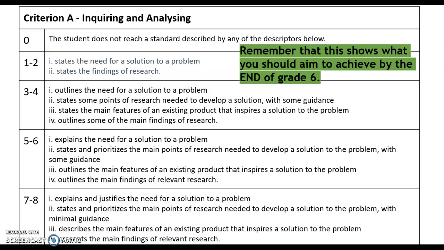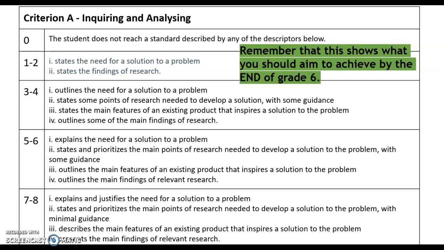So criterion A, this is what the grade descriptors look like. You'll see the bands of 1 to 2, 3 to 4, 5 to 6, and 7 through 8. For instance, if a student submitted a task and they achieved a 3, this is what would describe their work. They outline the need for a solution to a problem, stated some points of research, stated the main features of an existing product, or outlined some of the main findings of research. So that 3 would then, these strands would then describe their work.